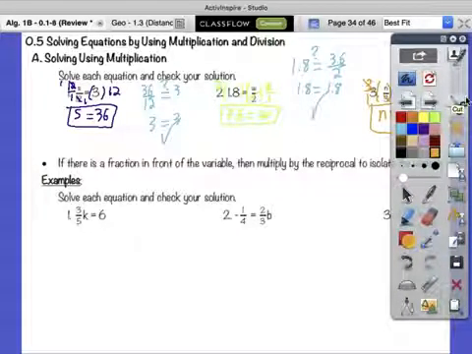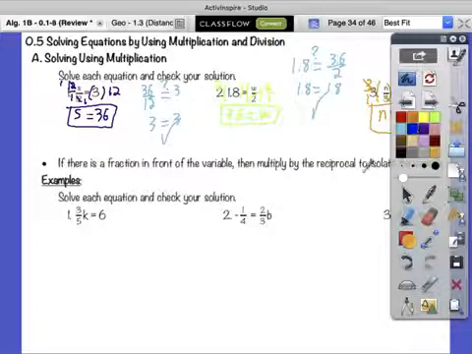Toad, pick a color. Dark blue. Okay, sounds good.